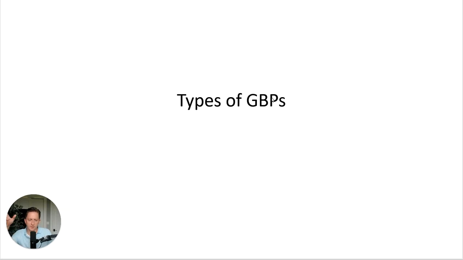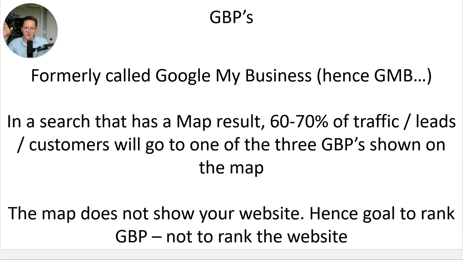So let's talk about the different types of Google Business Profiles, or GBPs. First, just to make sure we're using the same terminology, these were called Google My Business listings for like a decade. So you'll hear a lot of people still call them GMBs. Okay, a GMB and a GBP are exactly the same. Google just changed the name to Google Business Profile a few years ago.